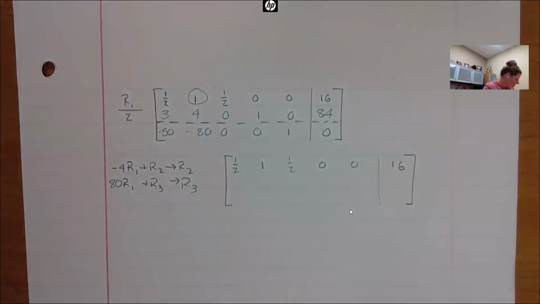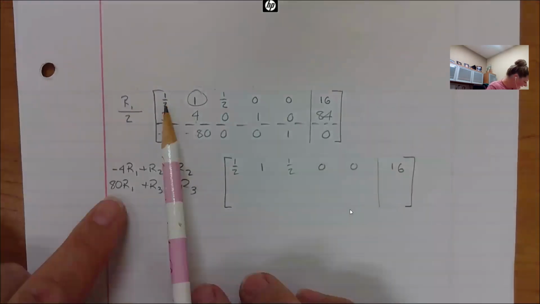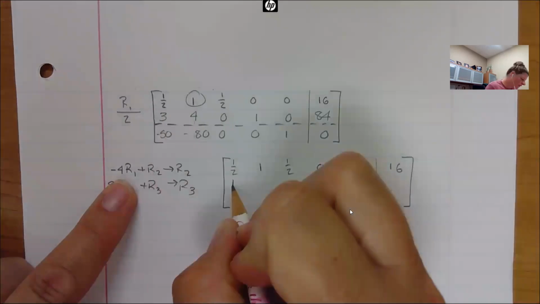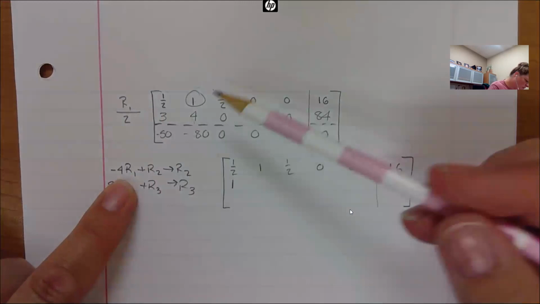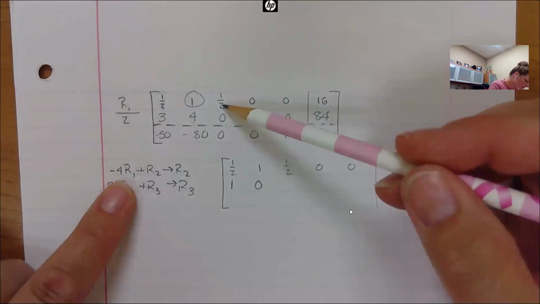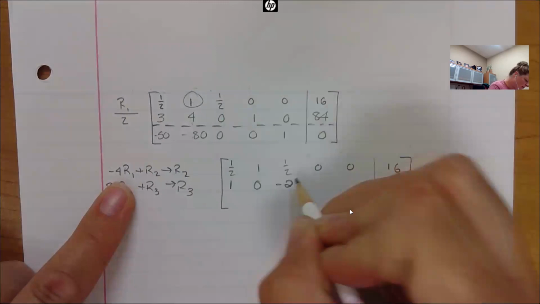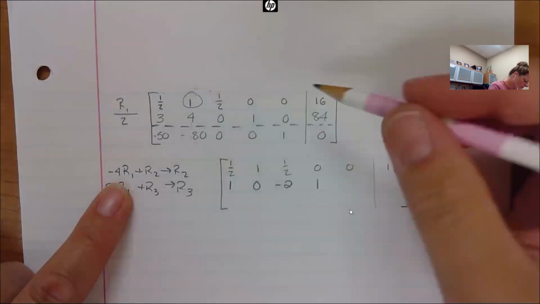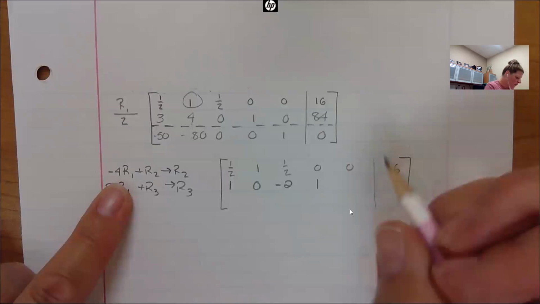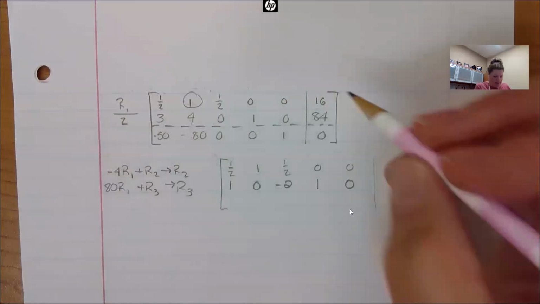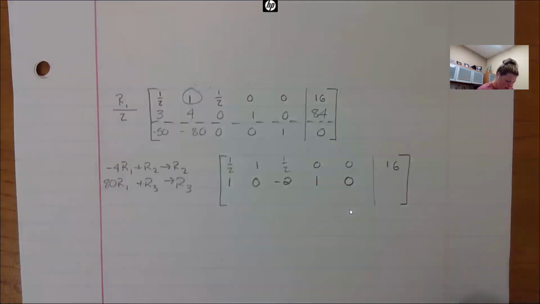So if I take -4 times 1/2, it's -2. -2 plus 3 is going to give me a 1. Okay, -4 times 1 plus 4 is 0. -4 times 1/2 is -2. -2 plus 0 is -2. -4 times 0 is 0 plus 1 is 1. -4 times 0 is 0 plus 0 is 0. -4 times 16. Don't make fun of me. What is -4 times 16? You probably already said it. -64 plus 84 is going to give me 20.